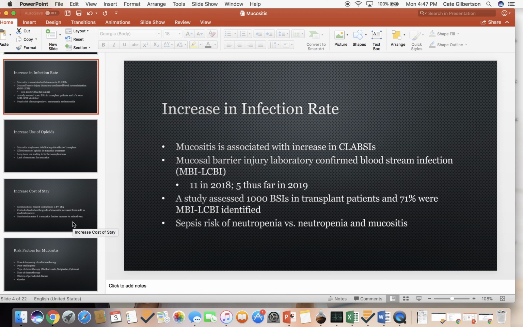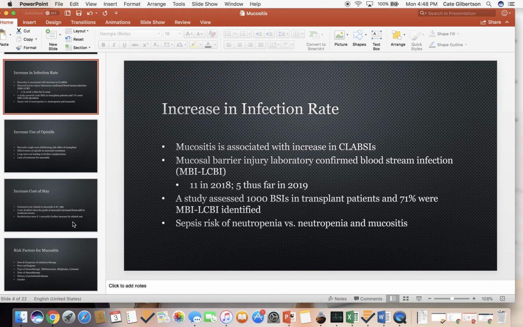When we look at how the CDC categorizes CLABSIs, they have two categories. They have one that's a bloodstream infection, not from a mucosal barrier injury, and then they have what's called MBI-LCBI, mucosal barrier injury, laboratory confirmed bloodstream infection. So what this means is when we have a patient that has a fever, we draw blood cultures, we send it to lab, and they call us back with a positive blood culture, and then they tell us the organism. If it's an organism that lives within the digestive tract in the mucosal barrier, it is categorized differently than if it doesn't.